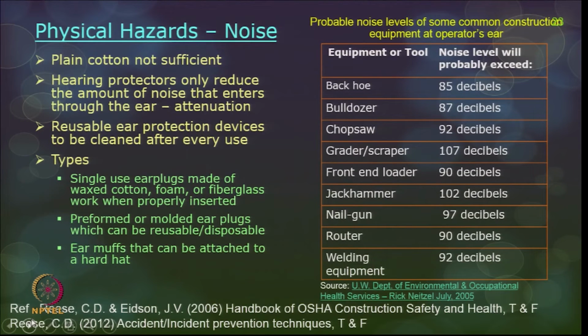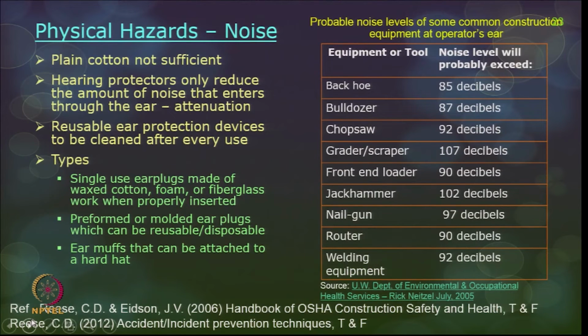Since the ear is a very sensitive organ, most of the time ear protectors are single use only. Types of ear protectors: single use ear plugs, which can be made of waxed cotton, foam or fiberglass, or preformed or molded ear plugs, which can be reusable or disposable. Ear muffs come separately with a headband, or can be attached to a hard hat. Okay. Now, let us talk about the noise levels in a construction site.